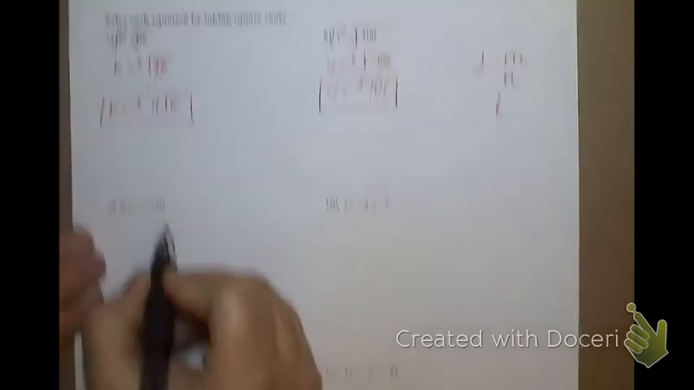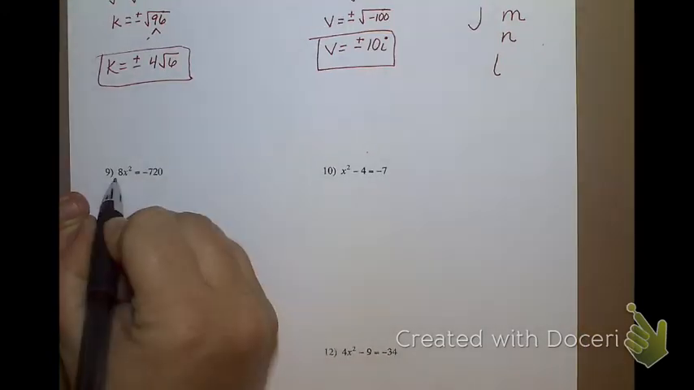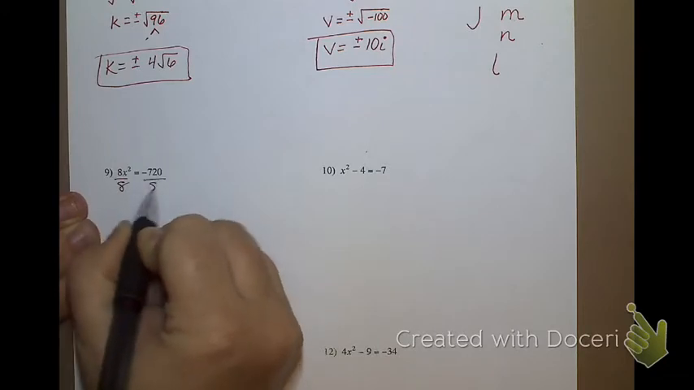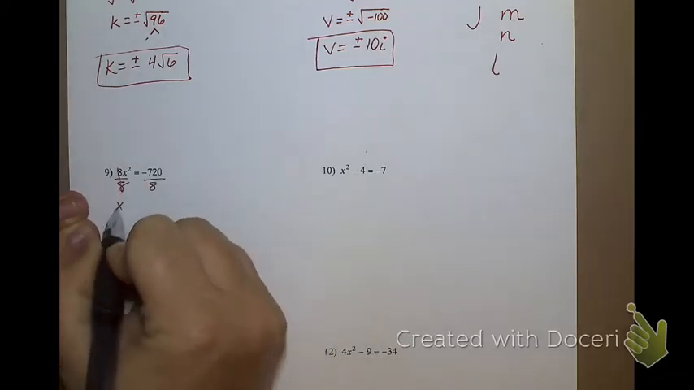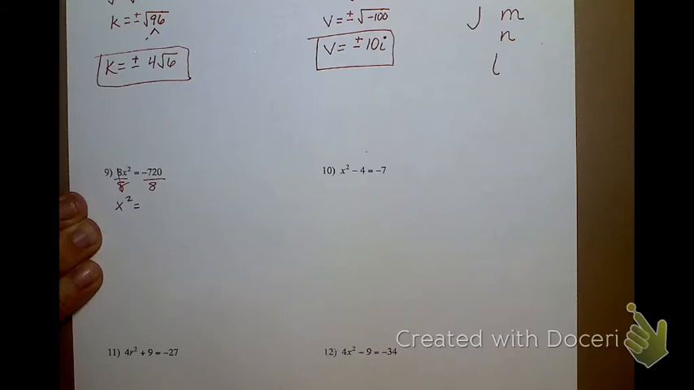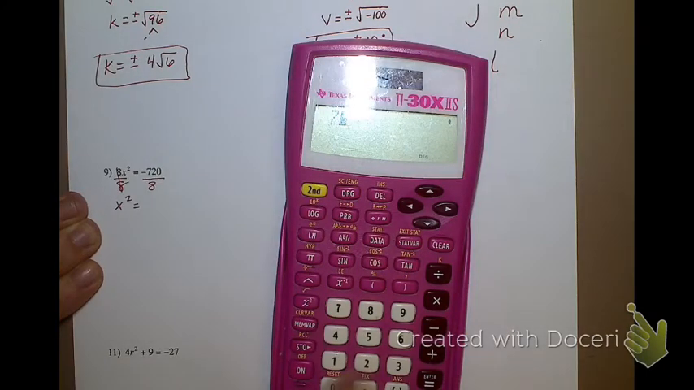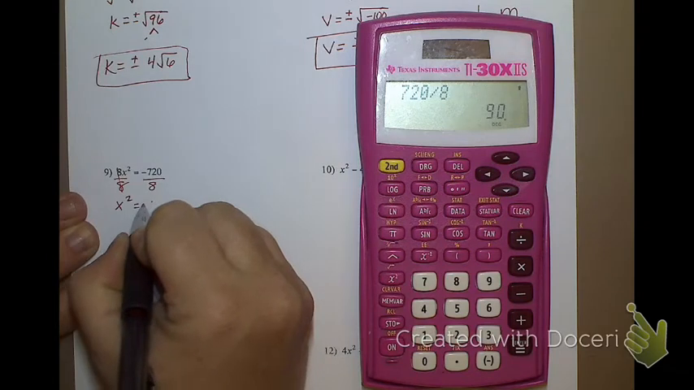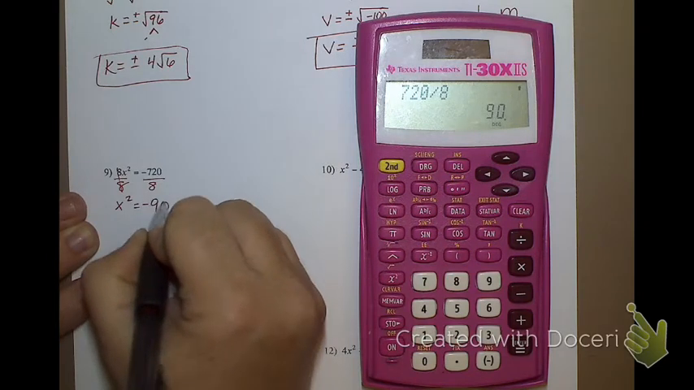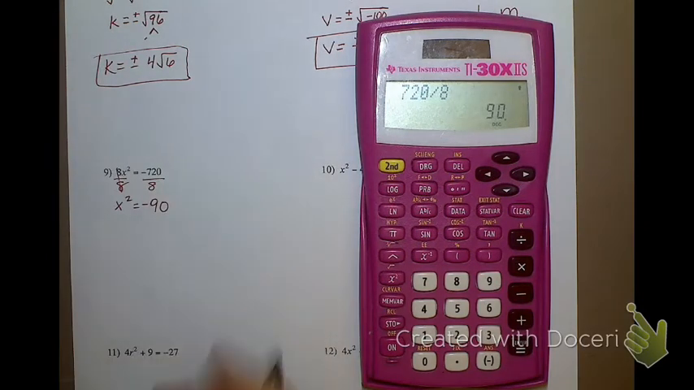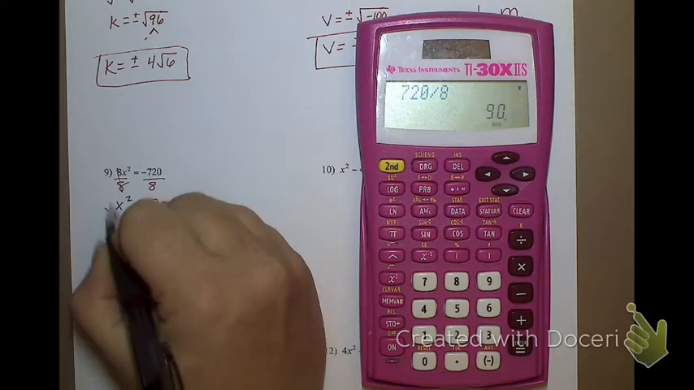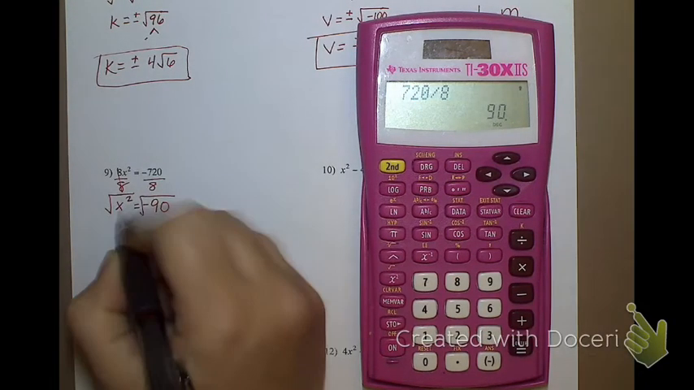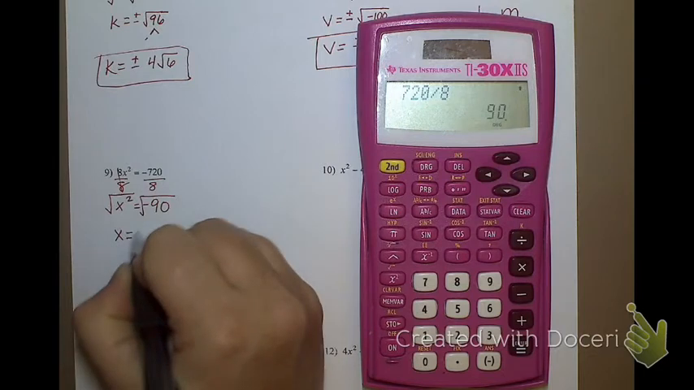What do I do here? You have to divide both sides by 8. Is that going to take away my negative sign? No. Okay. So let's see. 720 divided by 8 is 90. So I have negative 90, don't I? Yes. All right. So what do I do? The plus or minus square root. Yeah, that. So x equals plus or minus.